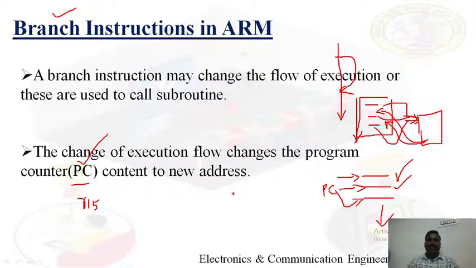Remember, here the PC is always incremented by 4 because each instruction in ARM takes 32 bits, which is 4 bytes. So all instructions take the same size. In order to point to the next instruction address, the PC always gets incremented by 4. So this is all about the branch flow.